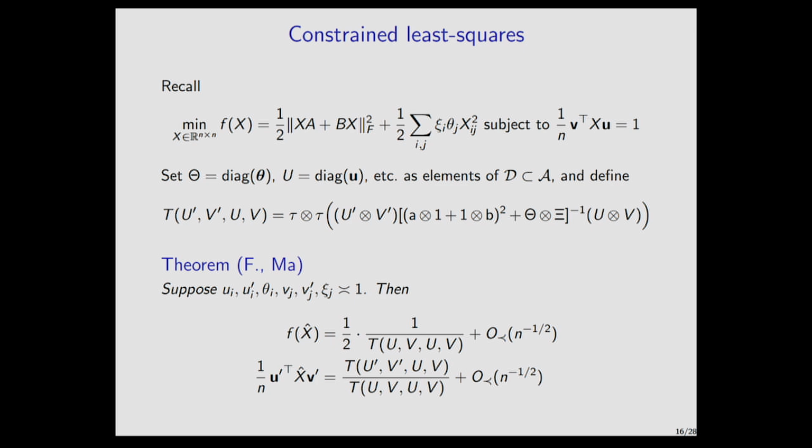So I can define this object that involves this A cross 1 and 1 cross B, as well as the diagonalizations of these vectors that are defining the linear constraint. And we can show that the value of the minimizer is approximated by a deterministic quantity that's defined in this way. And if I take a linear test vector applied to the solution, it can also be described in this kind of way. Okay.